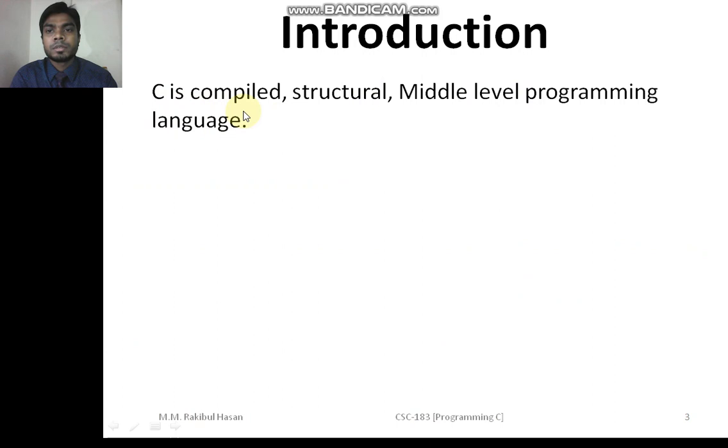So C is a compiled, structural and mid-level programming language. They are saying that the C programming language is compiled. Okay, why are they saying so? Because after writing the code you have to run that code by using a compiler. We will discuss the compiler later. Then C programming language is a structural programming language, because we have a number of structure blocks inside this C programming language. So that's why it is called a structural programming language. It follows some structure. We will discuss the structure again later.